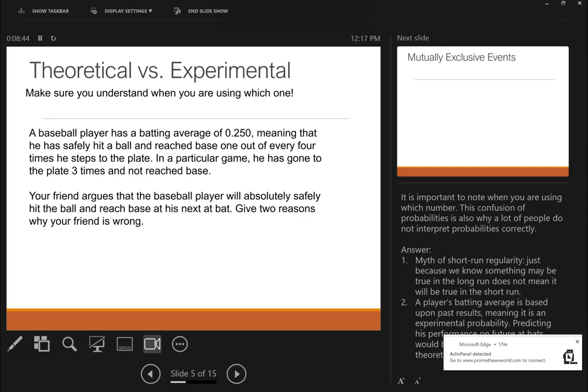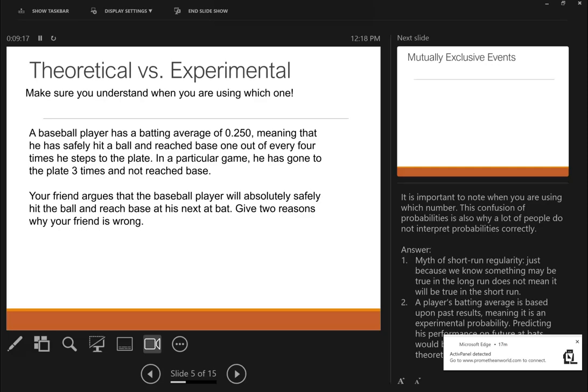Now, anybody that's played baseball before knows that there's stretches where you're like a .500 hitter, and there's stretches where you're like a .100 hitter, and at the end of the season you end up being a .250 hitter, but very rarely are you just a .250 hitter for a long stretch, right? There's lots of little ups and downs, and you get hot and you get cold, and that's the way it looks during a baseball season. So the first one is the myth of short run regularity.